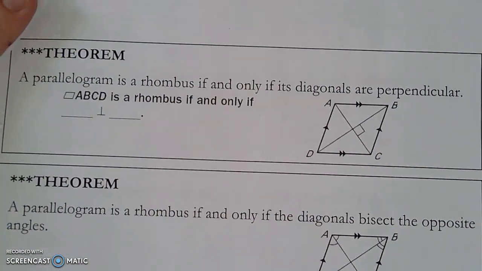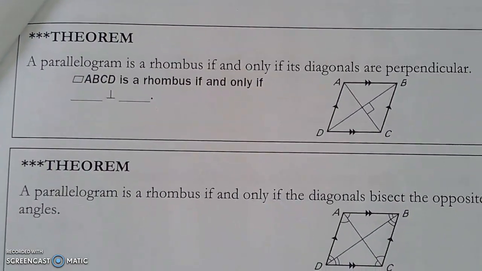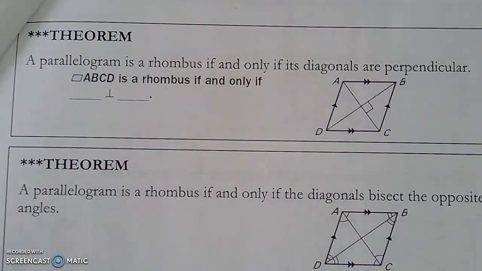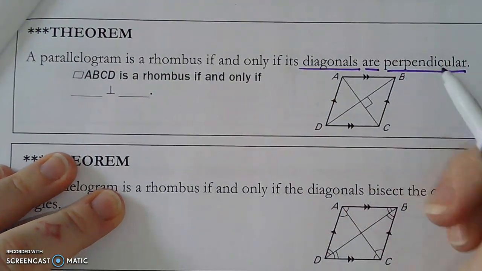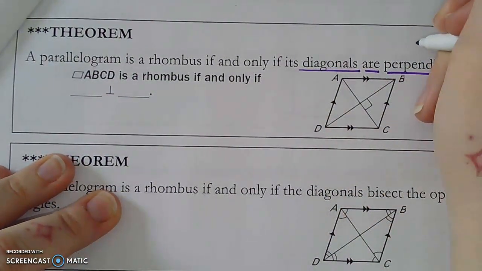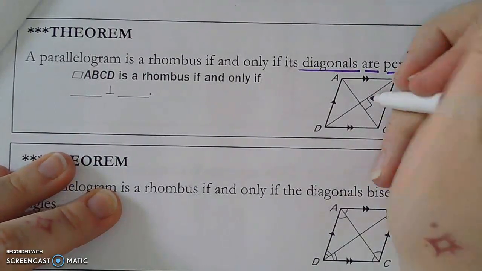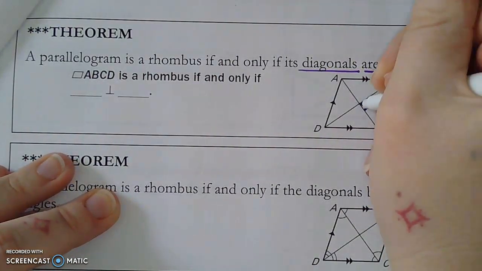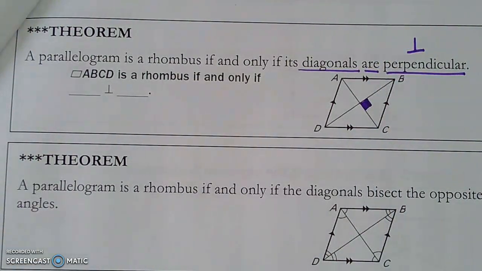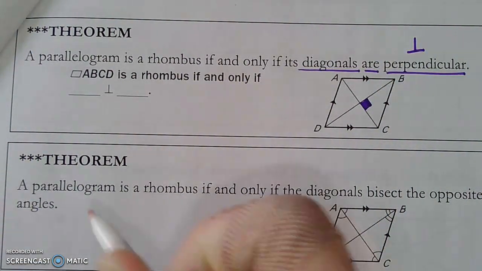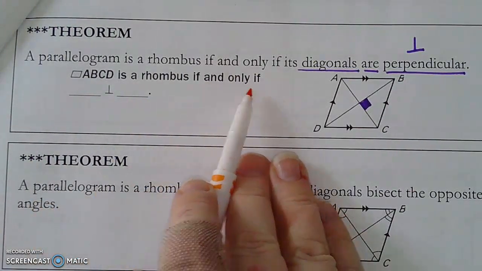Getting into some more theorems. This one says a parallelogram is a rhombus if and only if its diagonals are perpendicular. Perpendicular has a fancy symbol. It's kind of like an upside down T, but what it really means is it's creating a 90-degree angle. Now this is specifically talking about the diagonals. So you can see here we've got an if and only if statement.